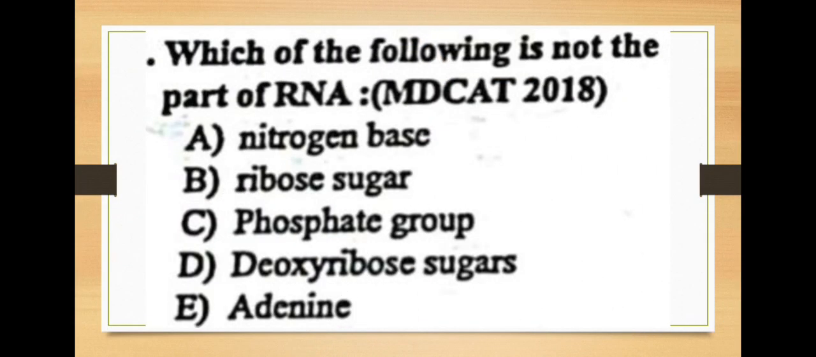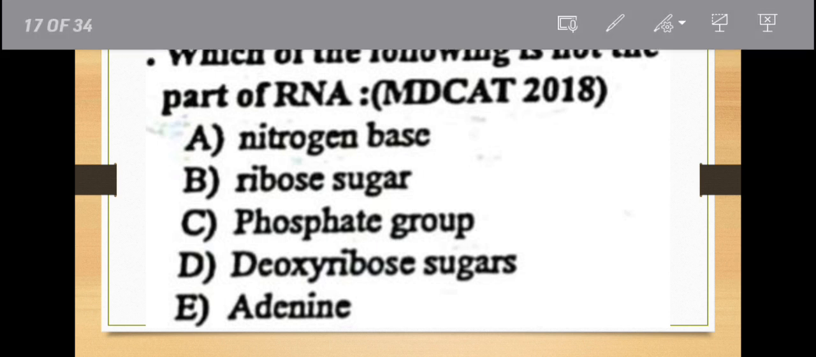Which of the following is not the part of RNA? MDCAT 2018. A, nitrogenous base. B, ribose sugar. C, phosphate group. D, deoxyribose sugar. E, adenine. The molecule which is not part of the RNA is the deoxyribose. It is a part of DNA.